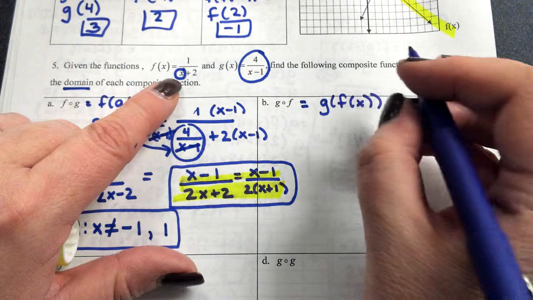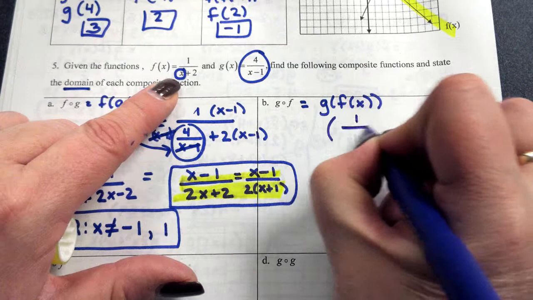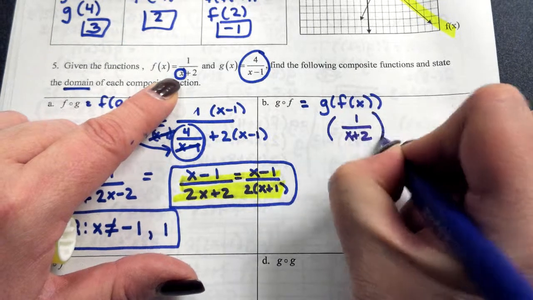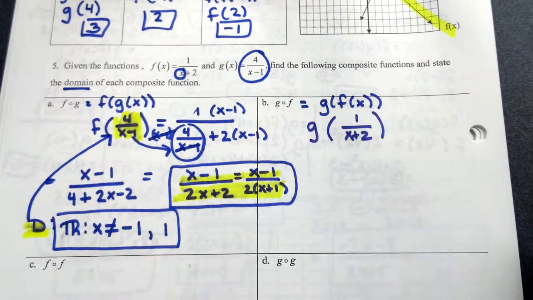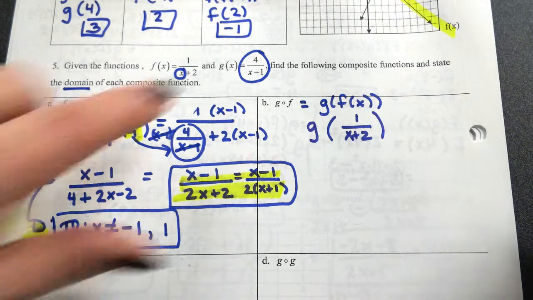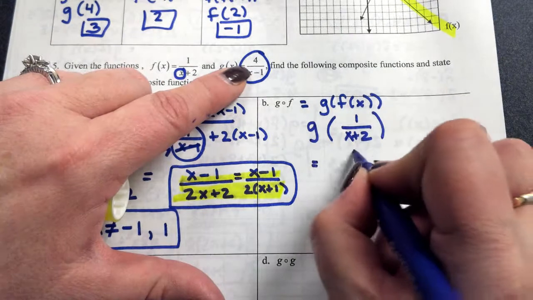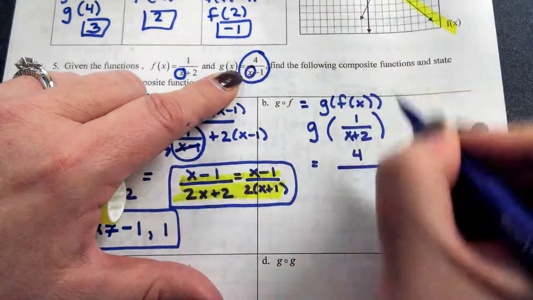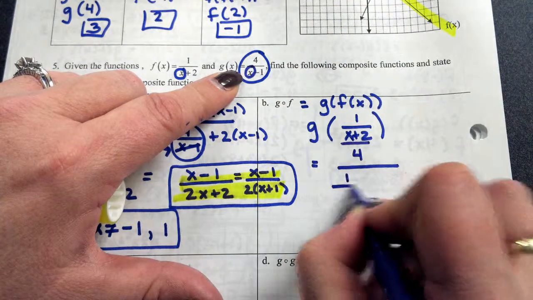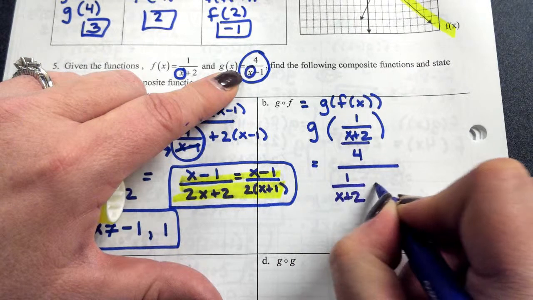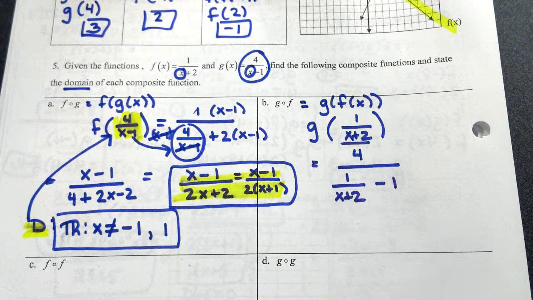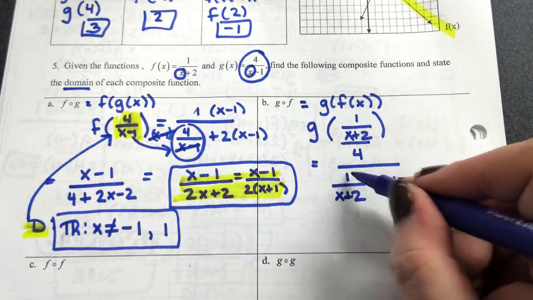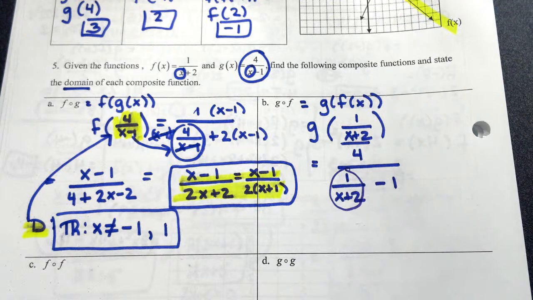So again, now I'm going to take my f of x, which is 1 over x plus 2, and I'm going to plug it into function g. So again, in function g, I have a 4 in the numerator over, I have to take the x out and replace it with 1 over x plus 2, minus 1. Remember, this is where that x originally was in function g.